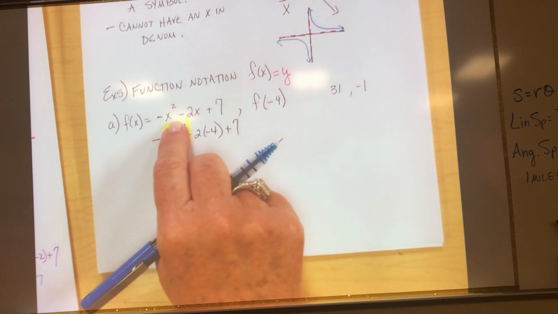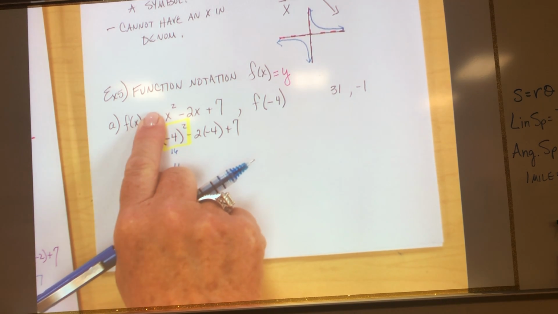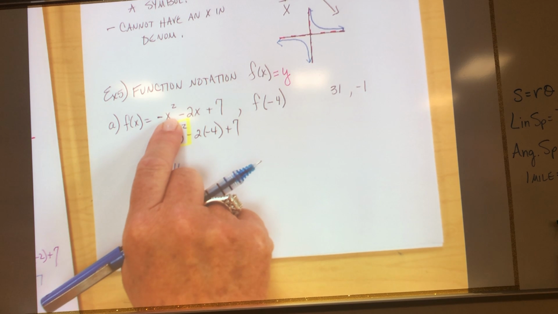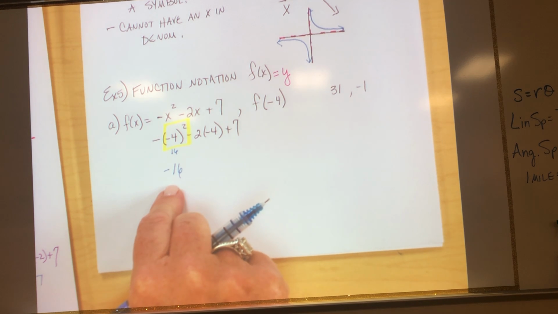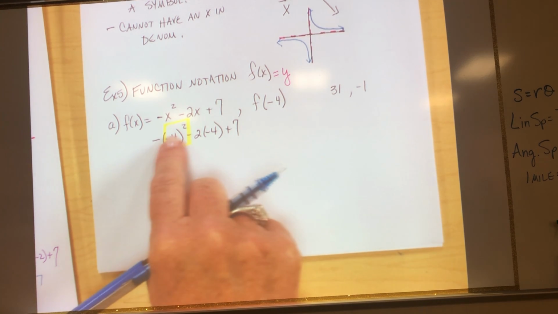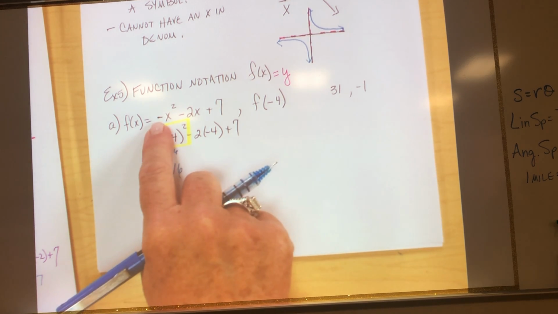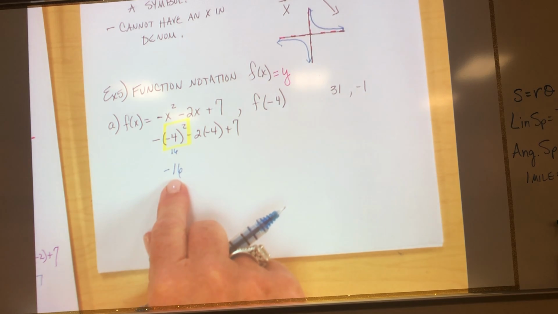Now, here's what I want you to think about. If I square something, what will it always be? Regardless of what you square, it's going to be positive. So if you take the opposite of something that's always positive, what will it always be? Negative. So there's no way they could cancel each other out. The opposite of something that's always positive is always going to be negative.